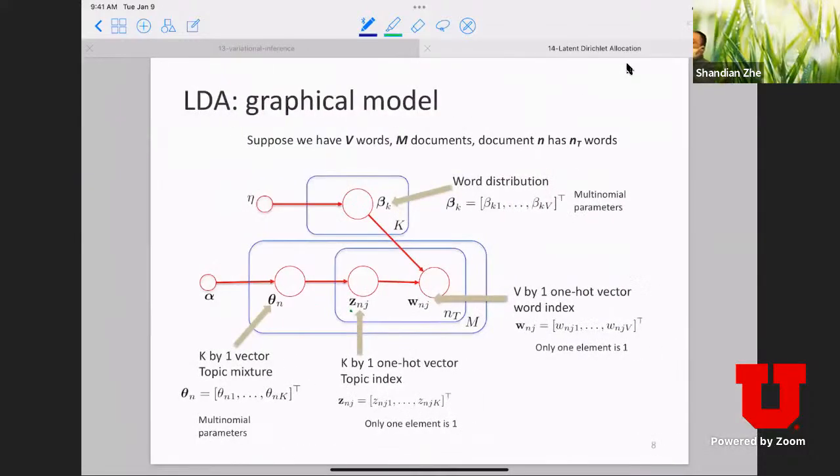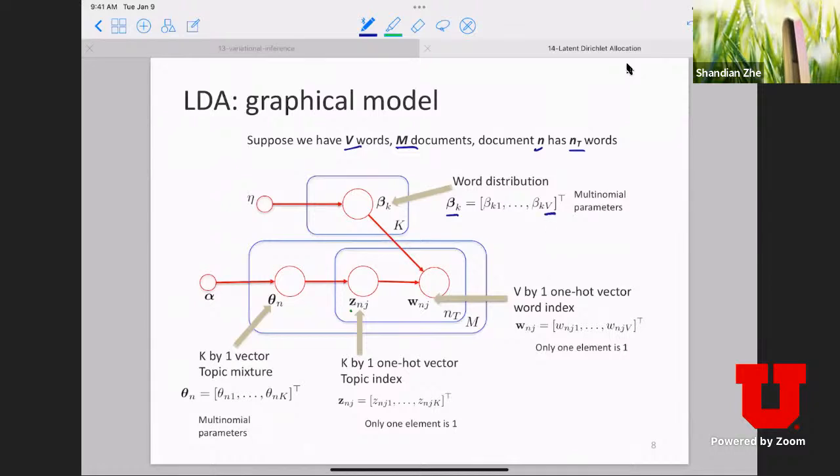So now let us look at a more detailed specification of this model in the graphical representation. Suppose our vocabulary has V words in total, and we have M documents in our collection, and each particular document n has N_n words. In our LDA model, we first sample the word distribution for each topic k. We denote the word distribution for topic k by beta_k. You can imagine this is a probability vector of dimension V.